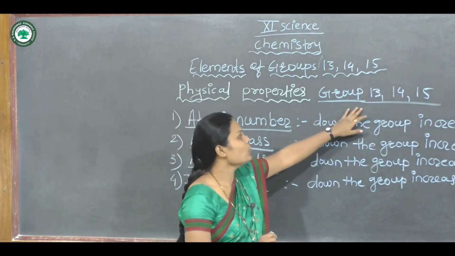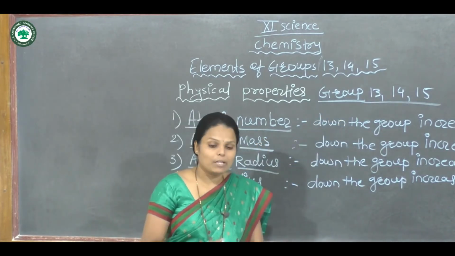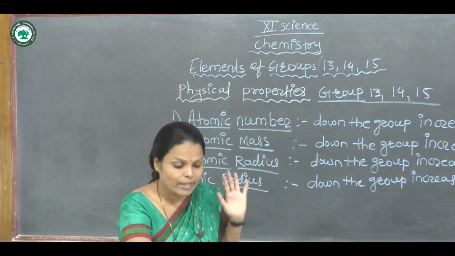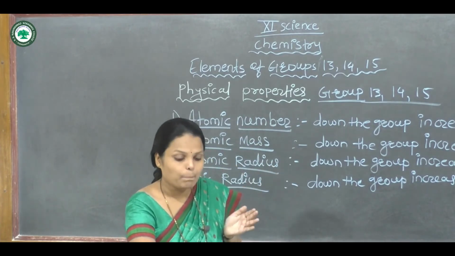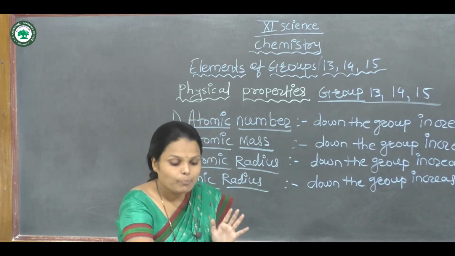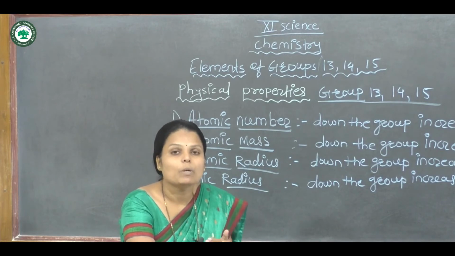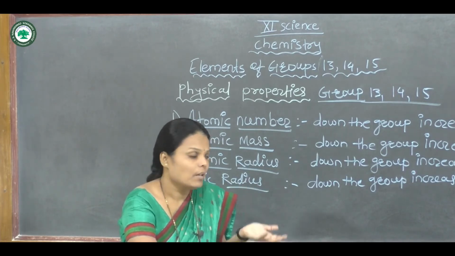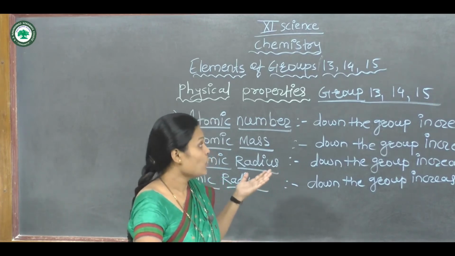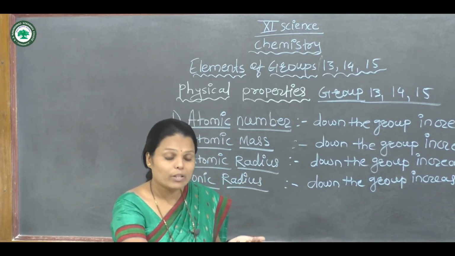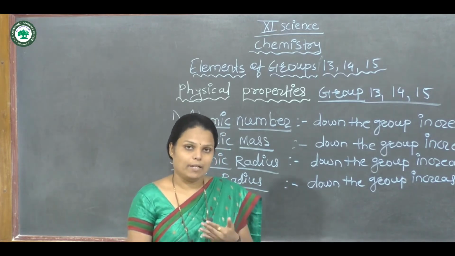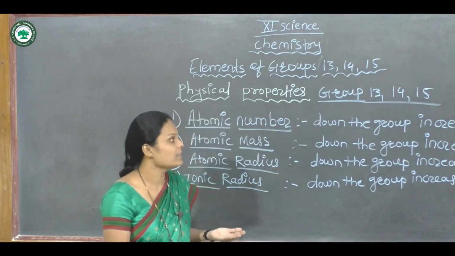Okay, down the group, here are the values for group 13 ionic radius. First boron, its value is 27, aluminum is 53, gallium is 62, and indium is 80, and thallium is 88. This means down the group the ionic radius value increases. Next is group 14. Here is the ionic radius of group 14. Carbon, then silicon, it's 40. The next elements are 53, 69 and 78. This means down the group ionic radius increases.